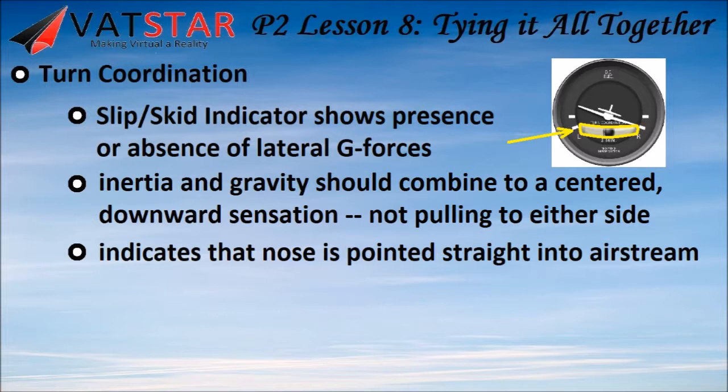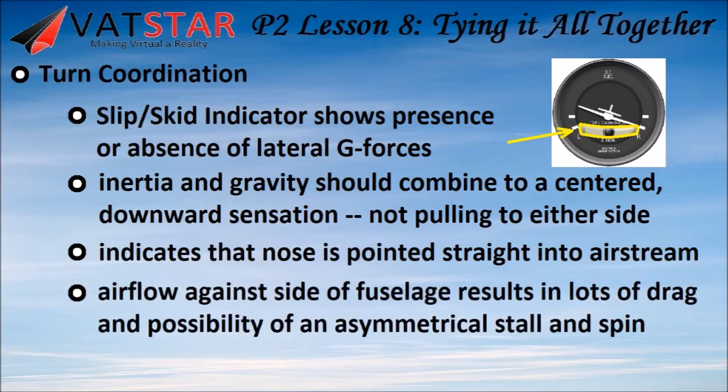Think of a race car on a banked race course. You don't want it to be slipping toward the bottom, the low side of the turn, and you don't want it to be skidding toward the outside, the high side of the turn. You want it tracking straight through the turn, pointed in the direction it's traveling throughout it. Well, the same's true in an airplane, because when the airflow is coming at the plane from an angle, it hits the side of the fuselage, which causes massive amounts of drag, and it also means that the wings are not traveling symmetrically through the airstream.